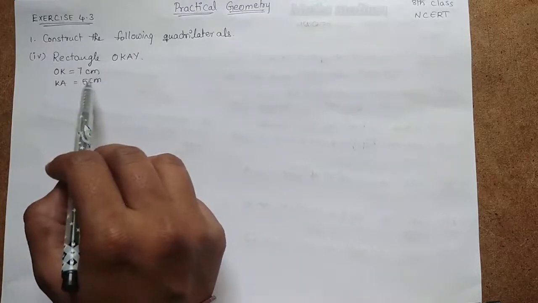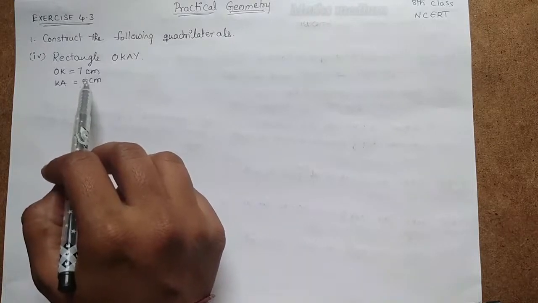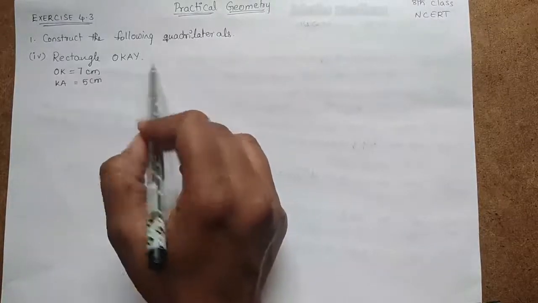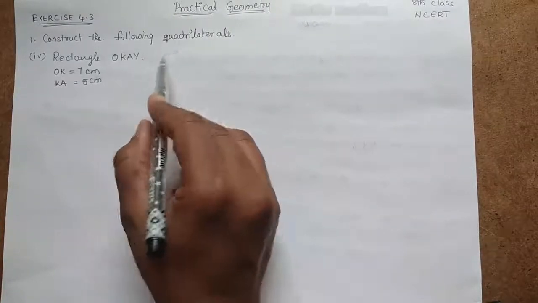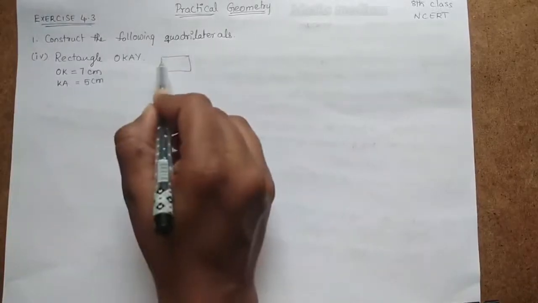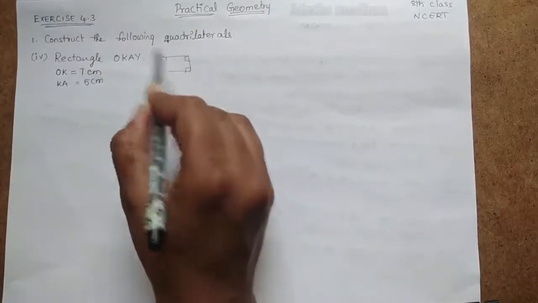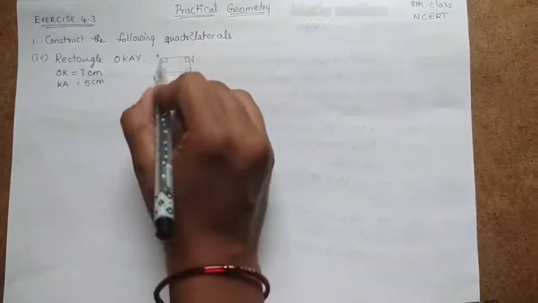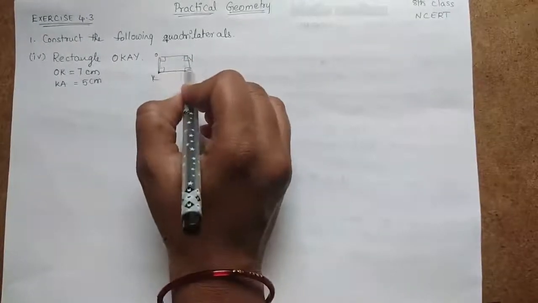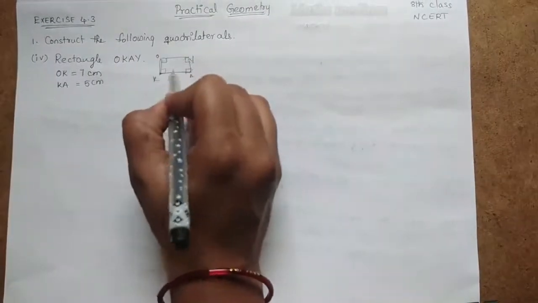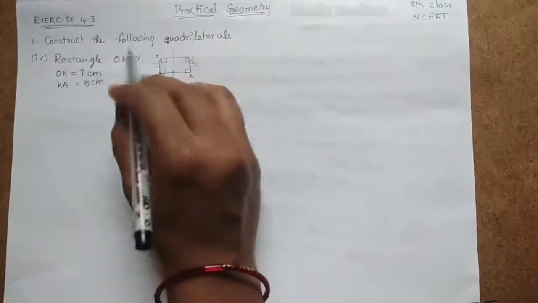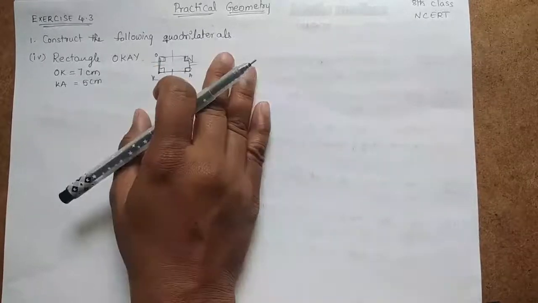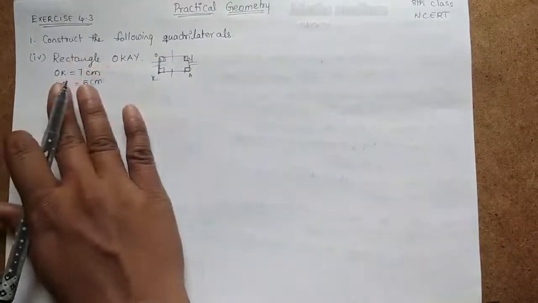Here two adjacent side measurements are given, but we have to construct a rectangle. We know the property of a rectangle. In a rectangle opposite sides are equal, and the other opposite sides are also equal. Also, in a rectangle we have 4 right angles at the corners. So here we have OK and KA, but we don't have the other 2 lines. But we know that opposite sides are equal to each other. So by using this property we can construct the rectangle OKAY.